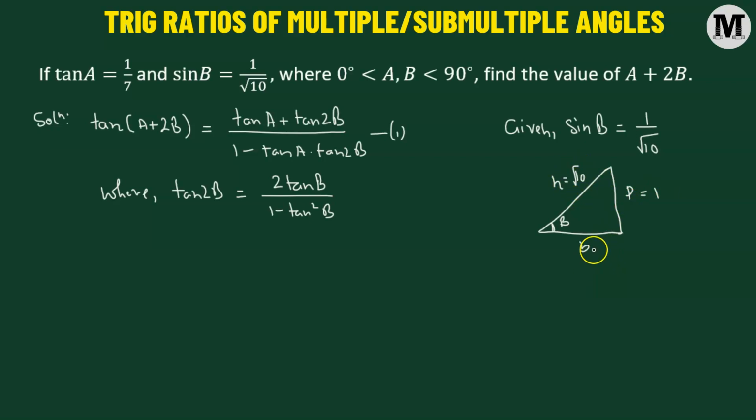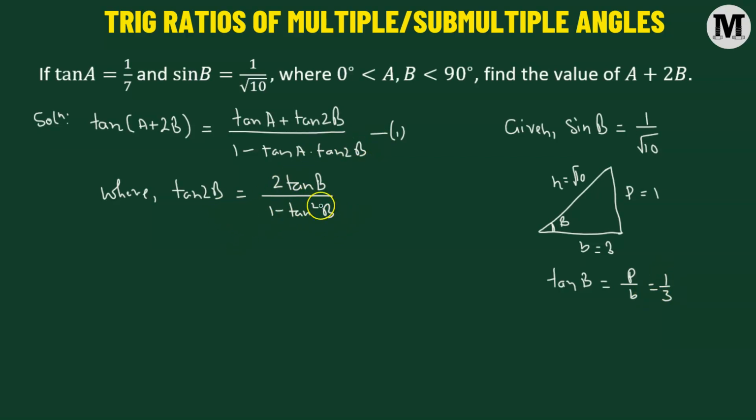Using the Pythagoras theorem, we can easily find out the value of the base B, that's going to be equal to 3. Now that we have the value of base, perpendicular, and hypotenuse, we can easily define tangent of B. So tangent of B is going to be the perpendicular upon the base, which is going to be 1/3. Now let's substitute all of these values back in equation number 1.